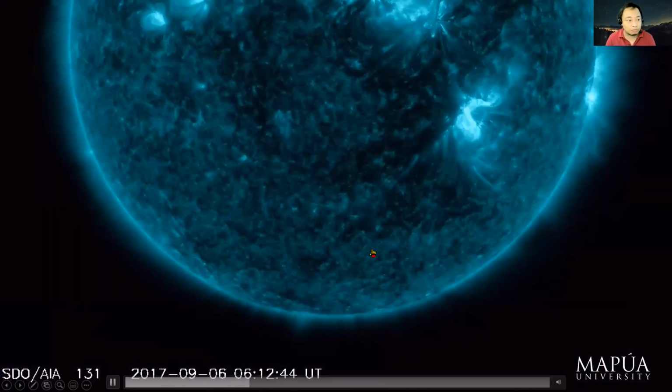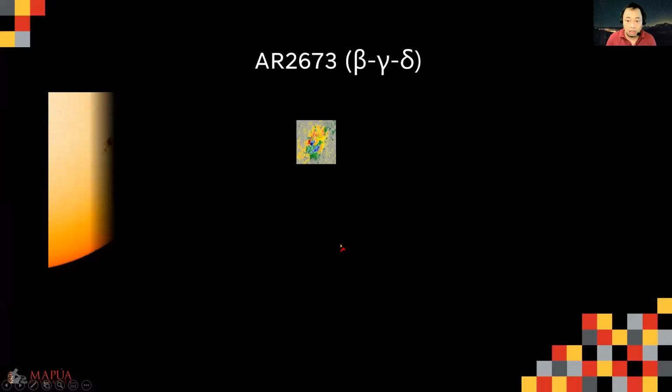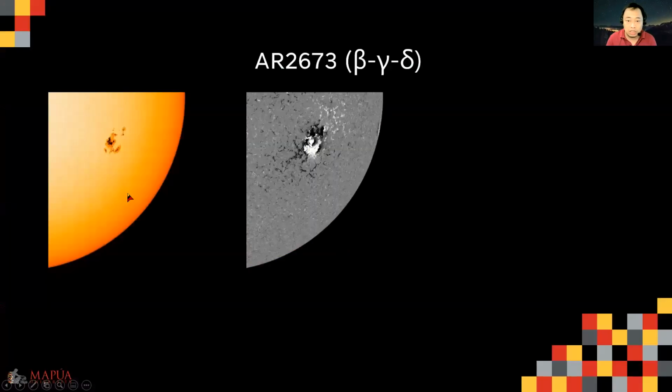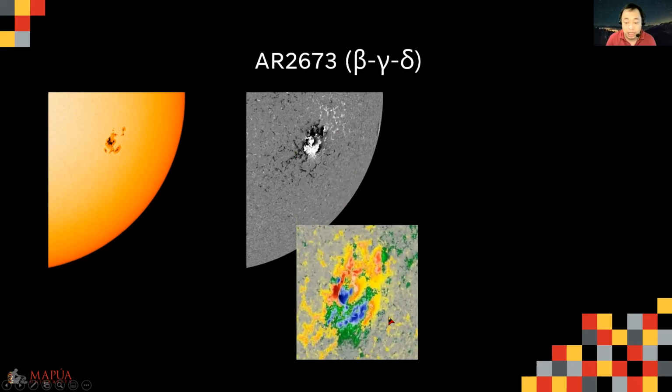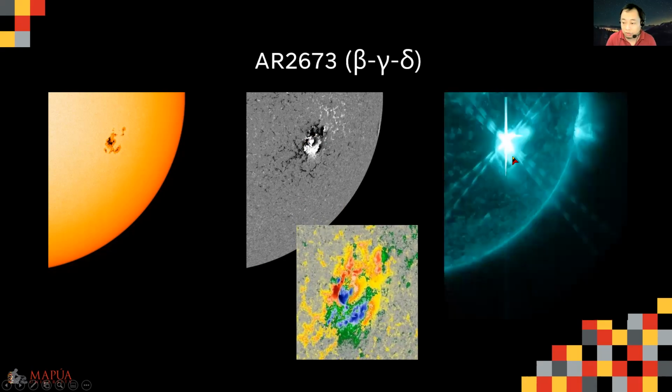Okay, now, let's look closely at this active region. So this is your active region 2673. This is a beta, gamma, delta class active region. Okay, and this is how complicated this active region is. Very, very complicated. And this is the picture of that solar flare.